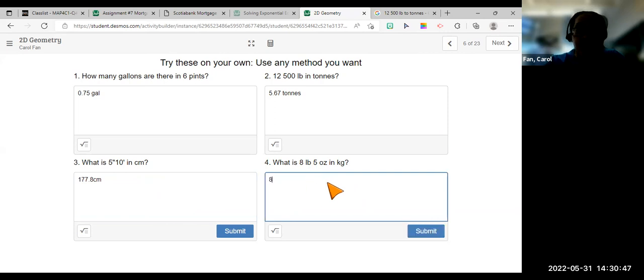We're going to first convert 8 pounds. So 8 pounds is 3.629 kilograms, and 5 ounces is equal to 0.142. So we're going to add those together. And we get the sum of it, 3.71 kilograms.